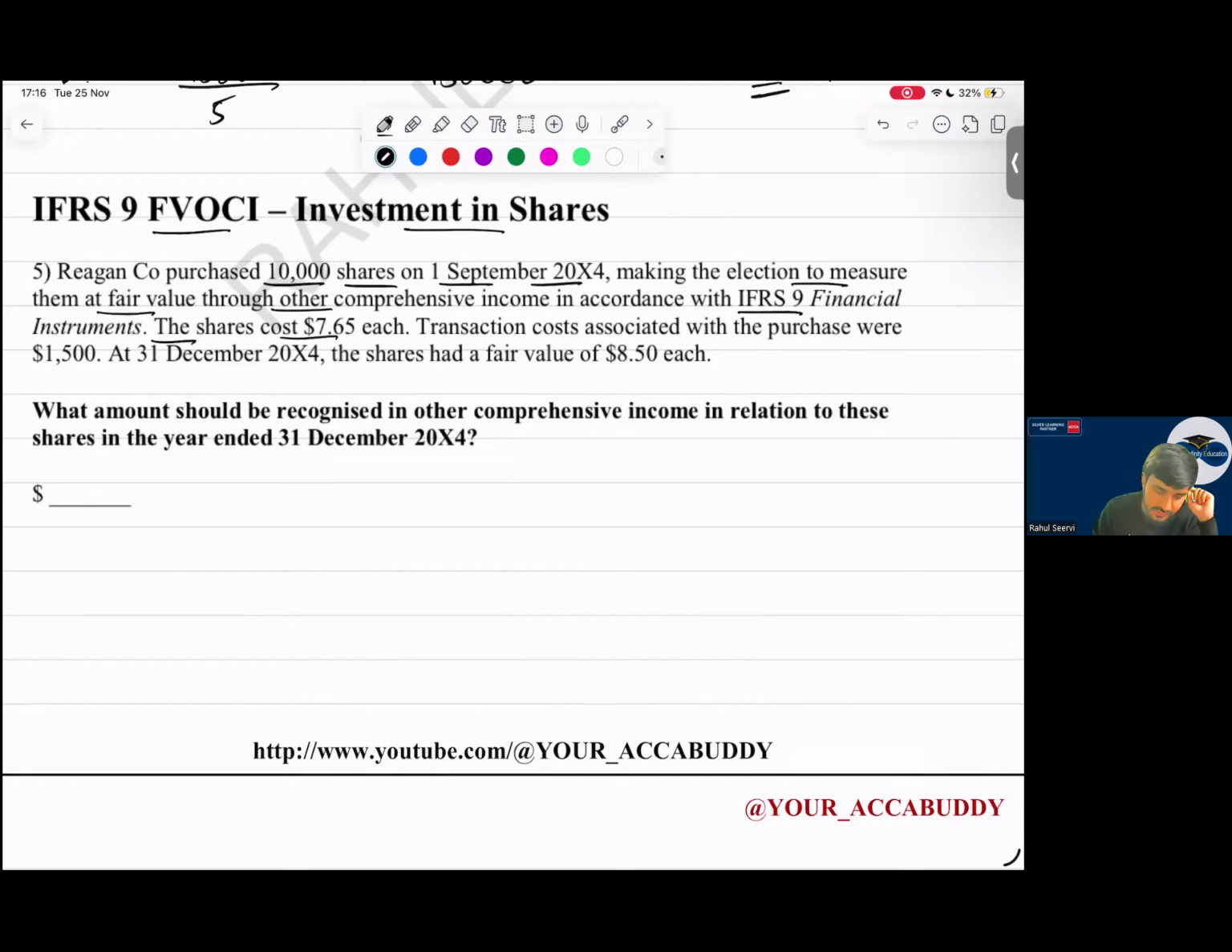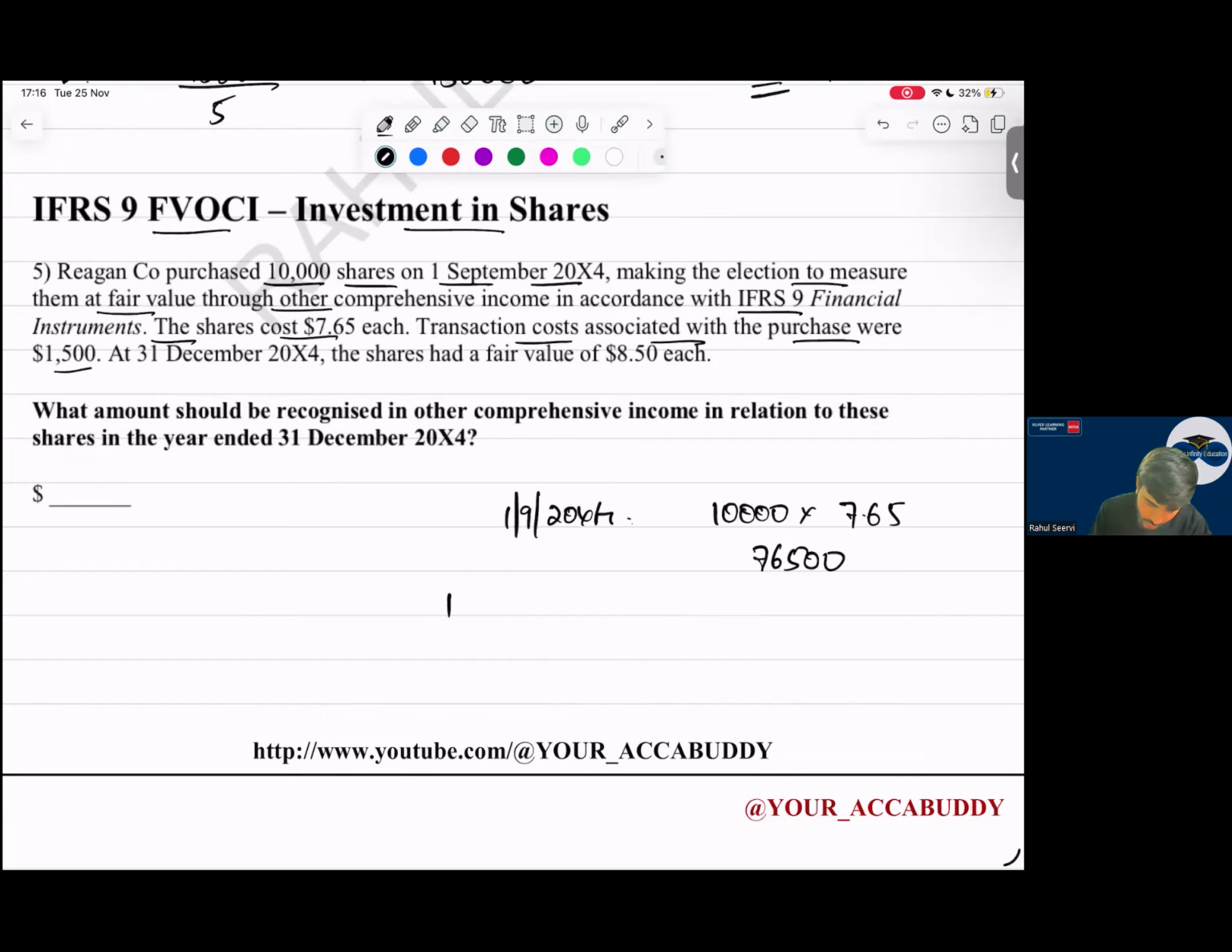The share cost is 7.65. On 1st September 20X4, when we purchased, the cost was how much? 7.65. So it will be 10,000 into 7.65, which is 76,500. Simple. Transaction costs associated with the purchases were 1,500.